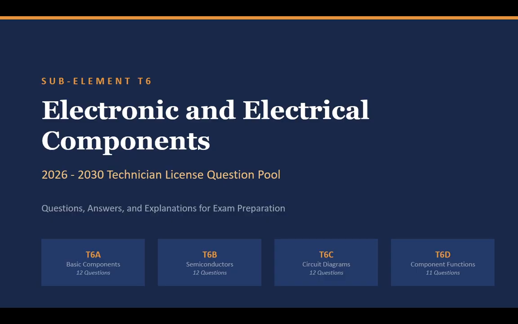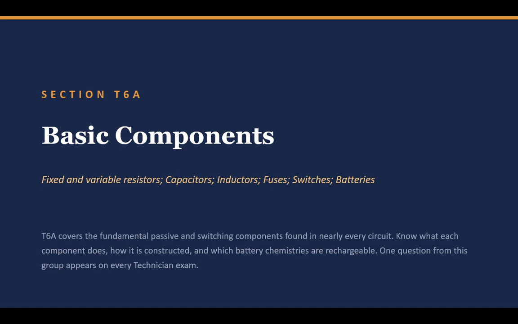Welcome to Sub-Element T6 Study Guide for the 2026 to 2030 Technician License Exam. This section covers electronic and electrical components with four groups: T6A Basic Components, T6B Semiconductors, T6C Circuit Diagrams, and T6D Component Functions. 4 exam questions are drawn from this sub-element, one from each group. So let's get started with T6A Basic Components: fixed and variable resistors, capacitors, inductors, fuses, switches, and batteries.